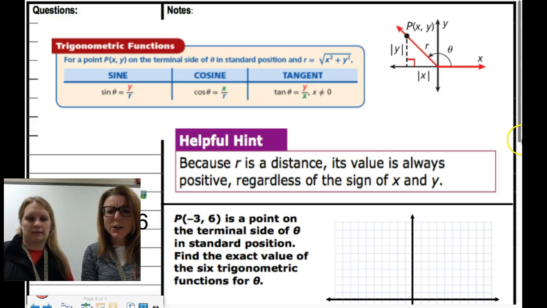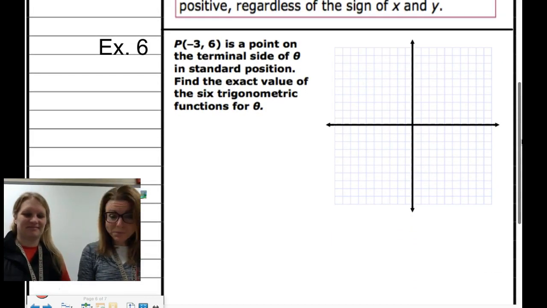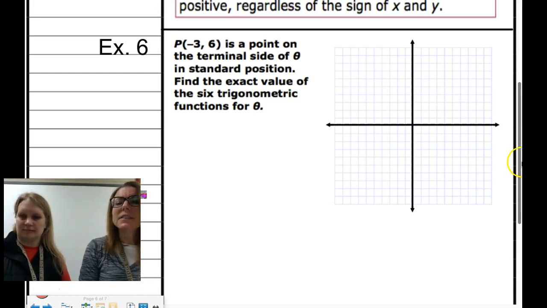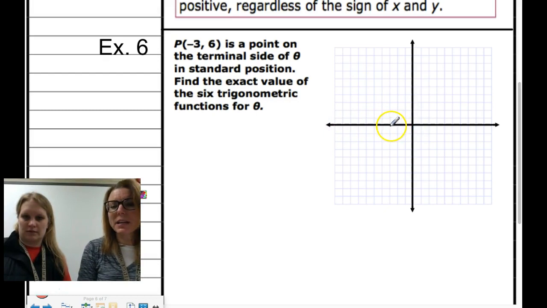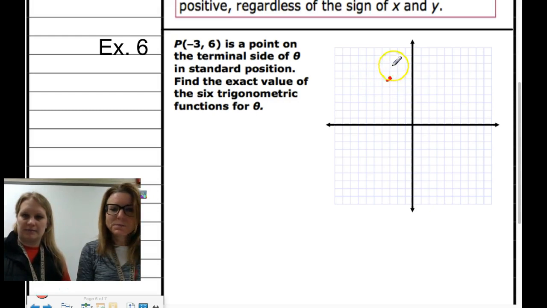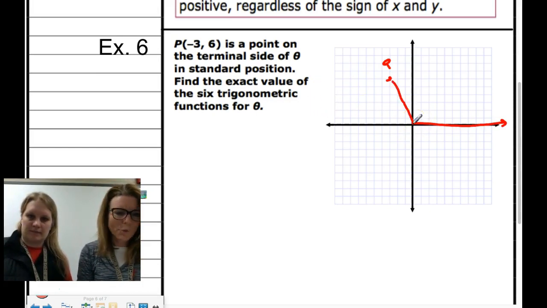So in here, it's talking about, again, sine, cosine, tangent. We've already talked about that. The trick on this type of problem is to draw a picture, because look what it says. We have point P, negative 3, 6. That is a point on the terminal side of theta. 1, 2, 3, 4, 5, 6. So this is P. So that means our angle went from here to here.